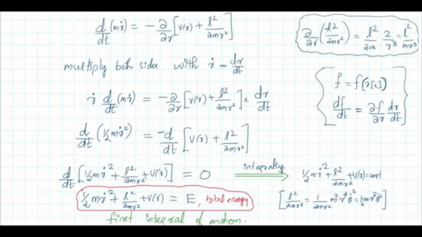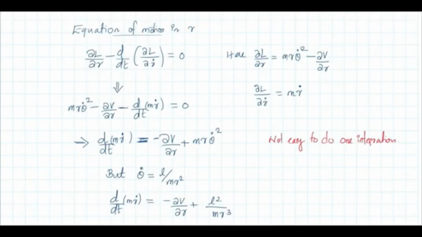Now I can write it as d/dt of (m r dot) equal to minus ∂/∂r of (V of r plus L square by 2 m r square). Why? Because when you take the partial derivative of this last term, L square by 2 m r square, with respect to r, L square by 2m is a constant, and the derivative of 1 by r square gives minus 2 by r cube. So this 2 and this 2 will cancel and that term becomes L square by m r cube, and that is exactly here.